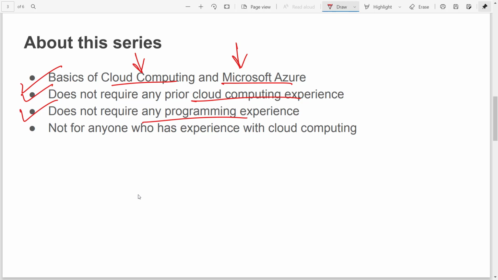But if you have some experience with cloud computing, this is, as I said, a very basic course about cloud computing and Microsoft Azure. In that case you should not follow this series, because we are going to cover only the basic parts. We are not going to touch even the intermediate part of Microsoft Azure.